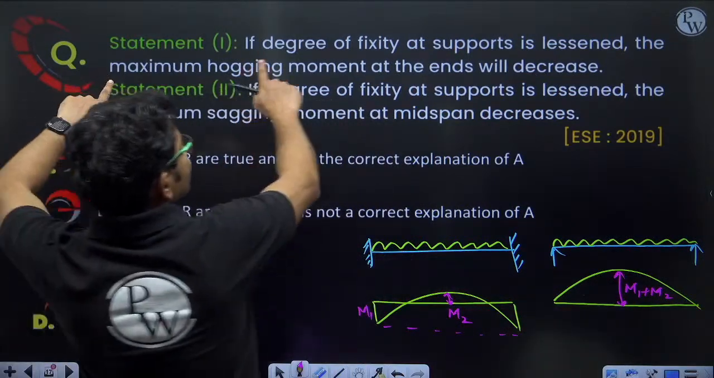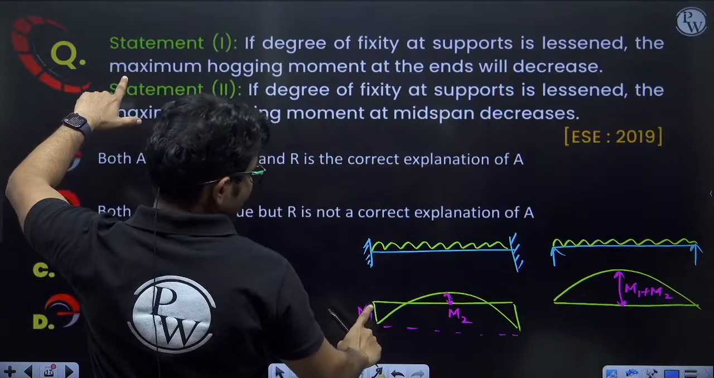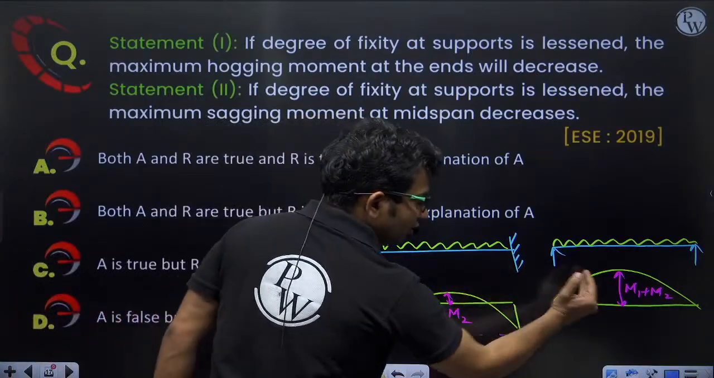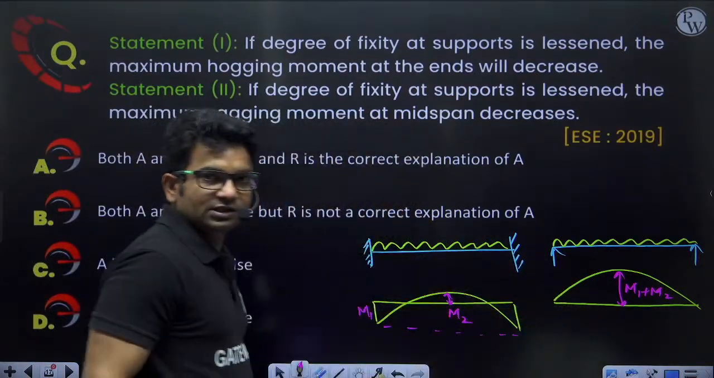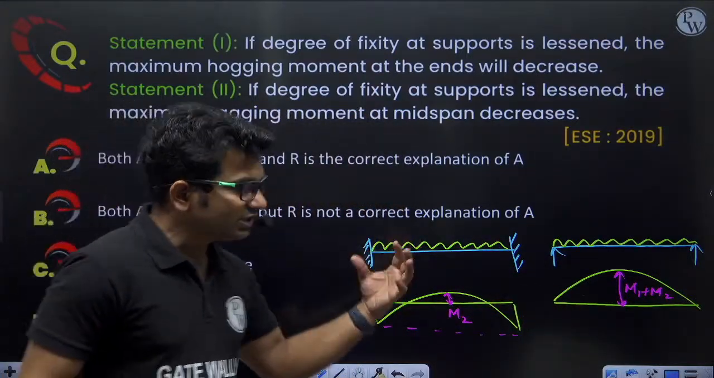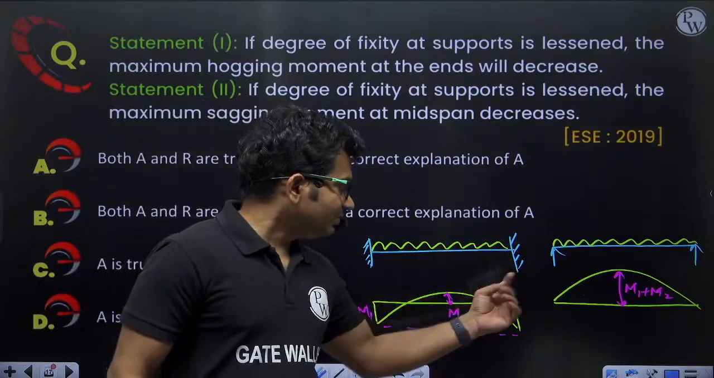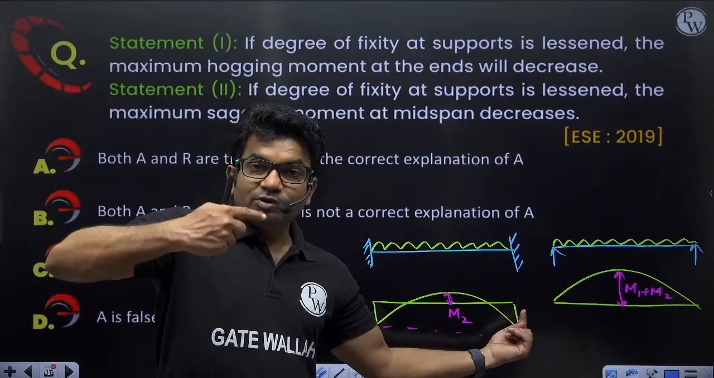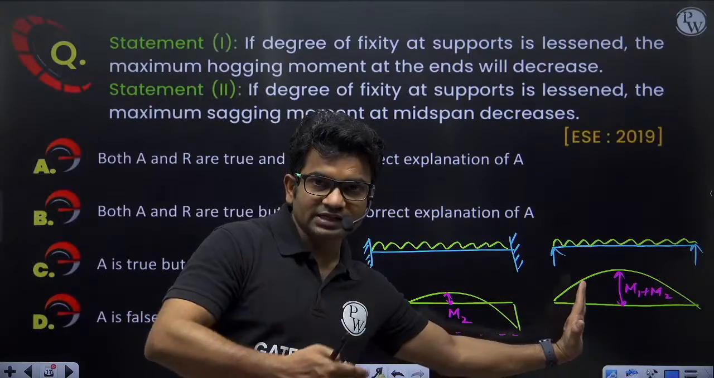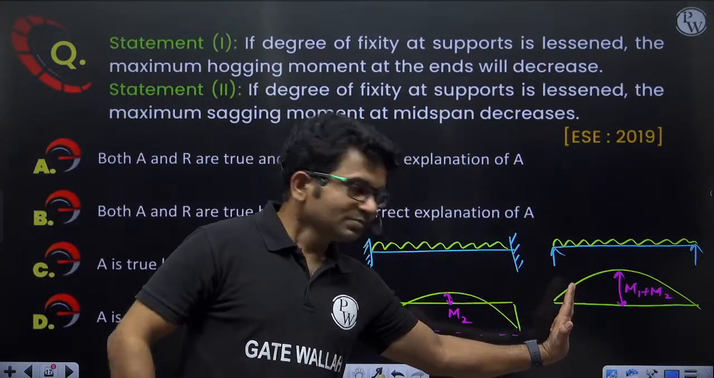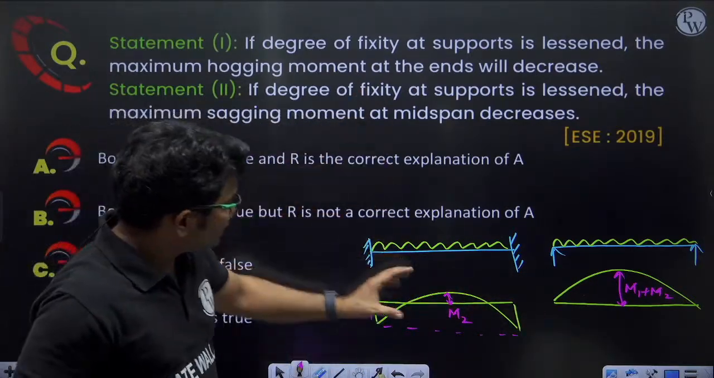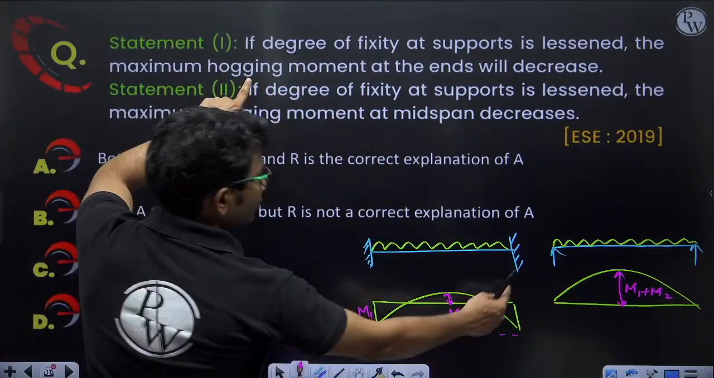So if we lessen the degree of fixity at supports, that means we are moving from this condition towards this condition, but not perfectly towards this condition, somewhat we will be coming in between of these two. So the degree of fixity at support is lessened somewhat, so our answer will be somewhere in between. If we keep on lessening the degree of fixity, we will be becoming more and more like this. If we are increasing the fixity, our answer will be coming more and more close to this case. So if degree of fixity is lessened, the maximum hogging bending moment at the ends will decrease.